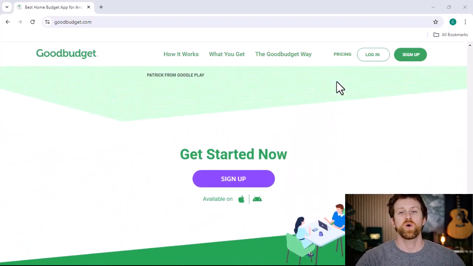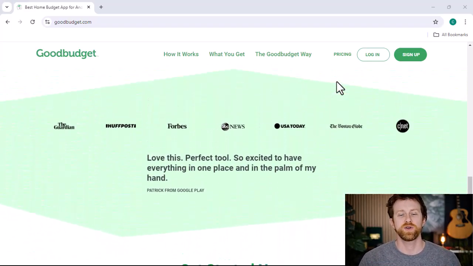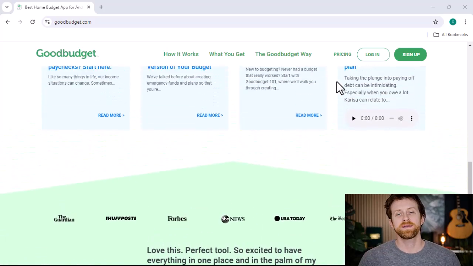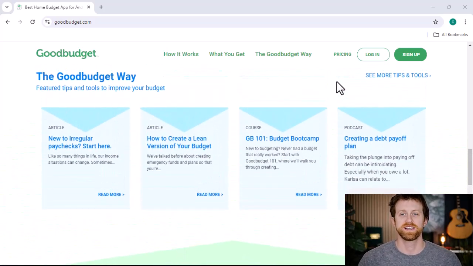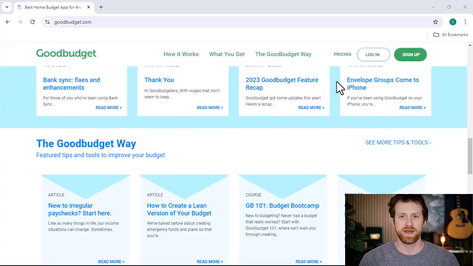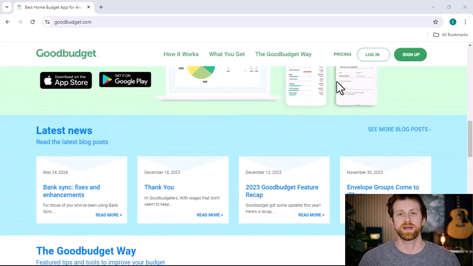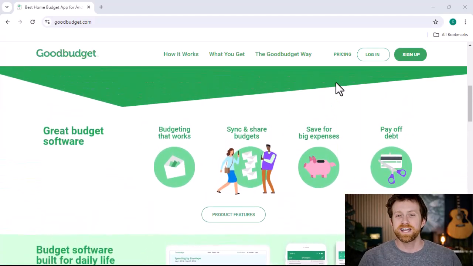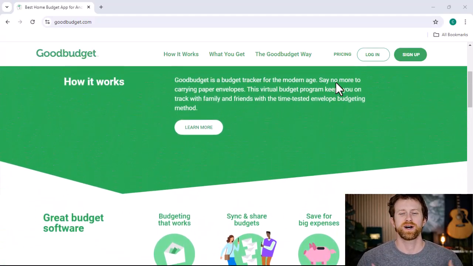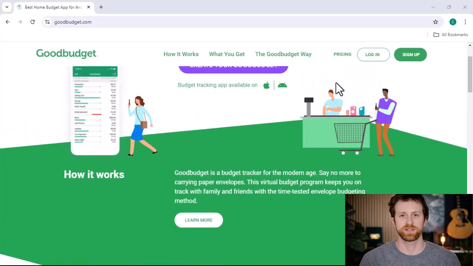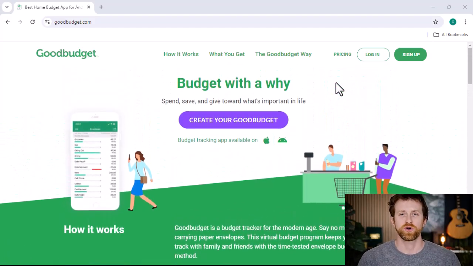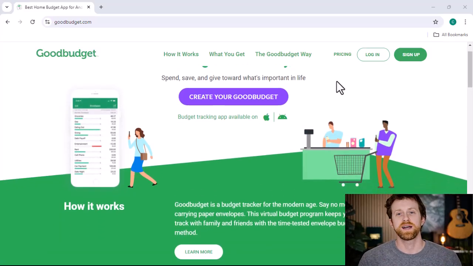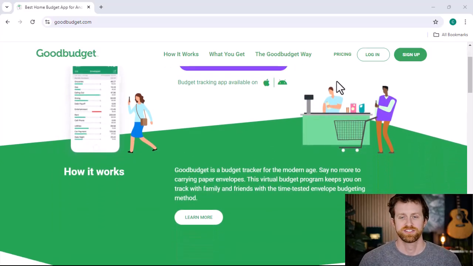As you spend money throughout the month, you manually log your transactions into the app, or you can link your bank accounts to automatically download and categorize transactions depending on your account tier. Every time you log an expense, the app automatically deducts that amount from the corresponding envelope. This provides a real-time view of your remaining balance in each category, showing you exactly how much money you have left before you overspend.